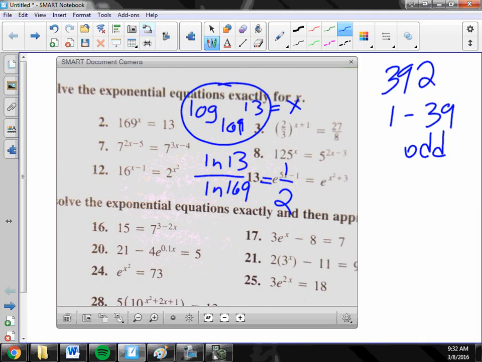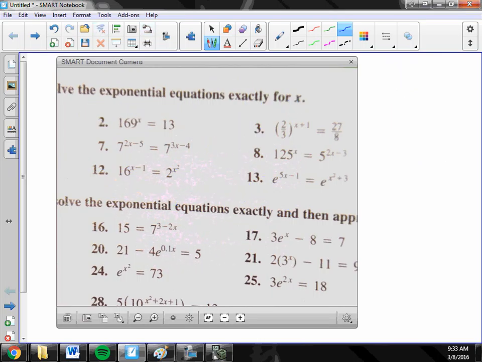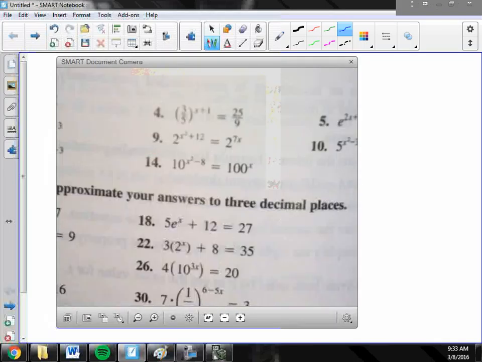The way that I usually prefer to solve these is just ln both sides, and then you use the power rule to bring the x down, and we get x ln of 169 is equal to the ln of 13, and then we divide by the ln of 169, and that will give you 1/2. So both ways work. You get to pick whatever version you like. Take a look at number 4. Same basic idea.